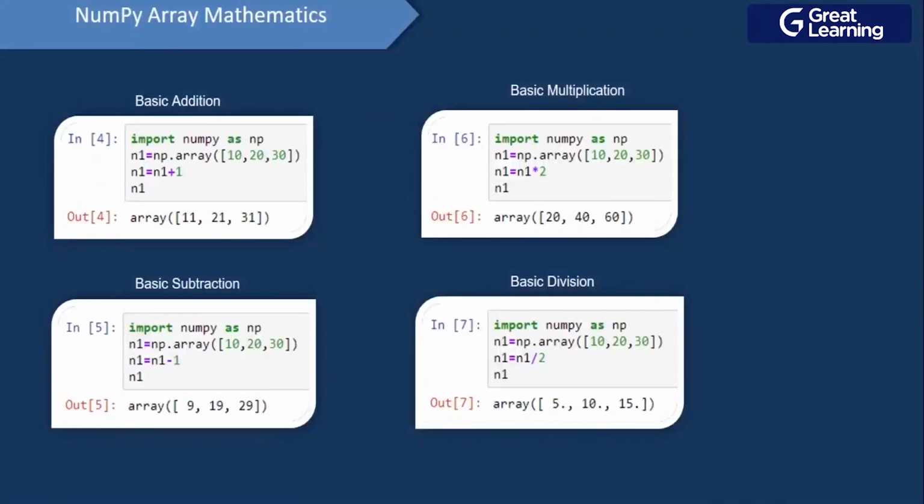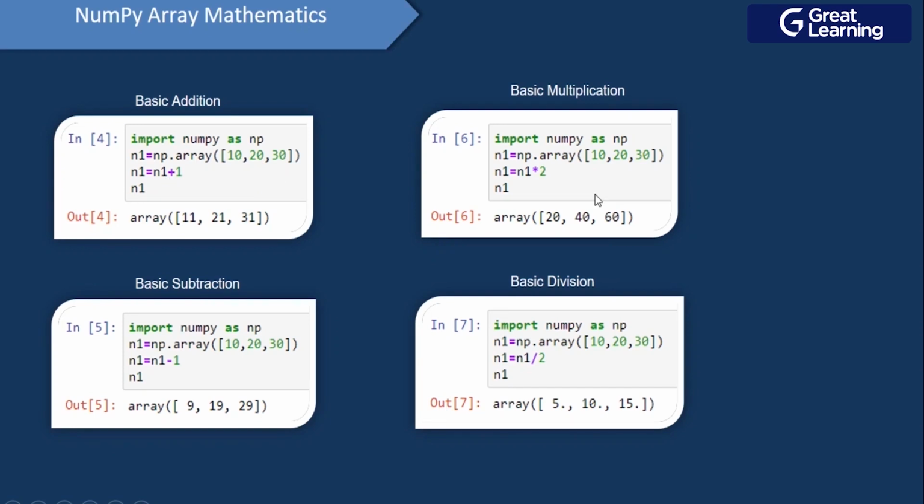Now we'll see how to do some scalar operations on these NumPy arrays. So here we have a NumPy array where we have values 10, 20 and 30, and if I want to add the scalar value 1 to each individual element of the NumPy array, all I have to do is add this value 1 to this NumPy array, and as you see, n1 plus 1 becomes 11, 21 and 31.